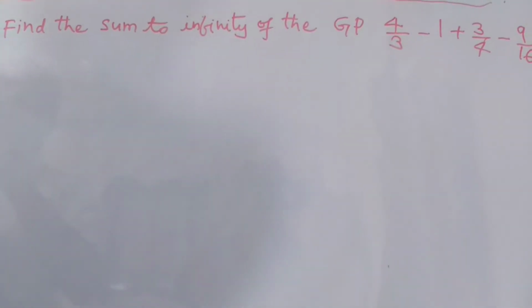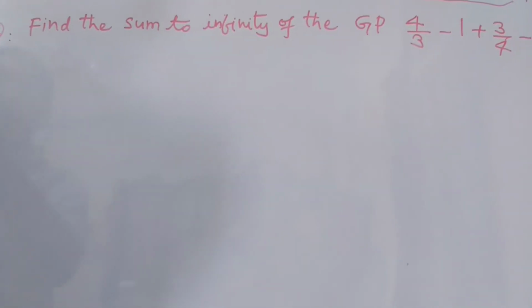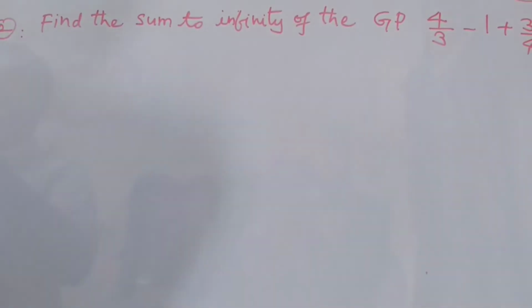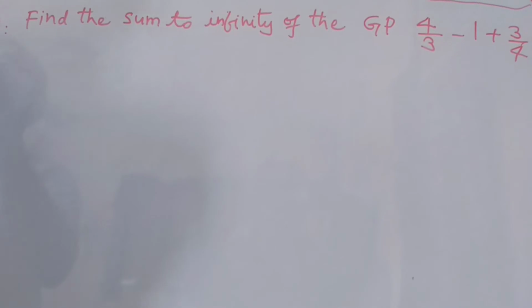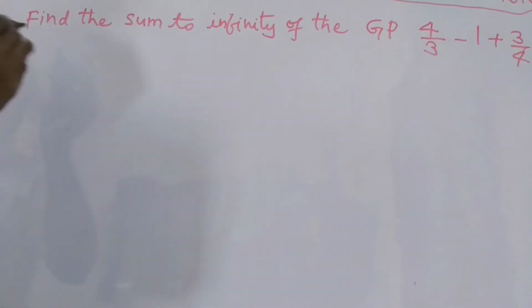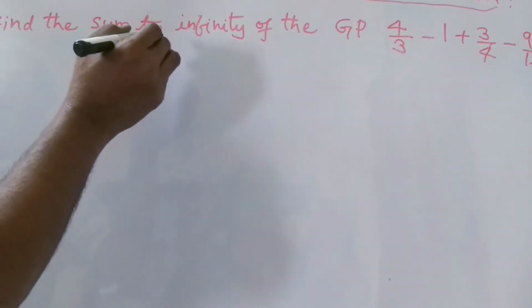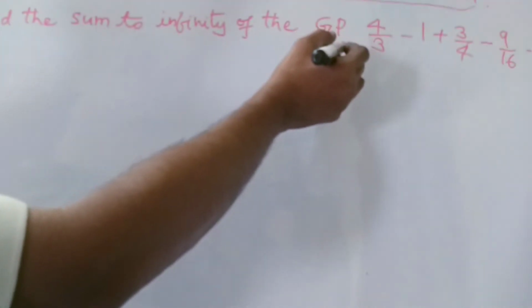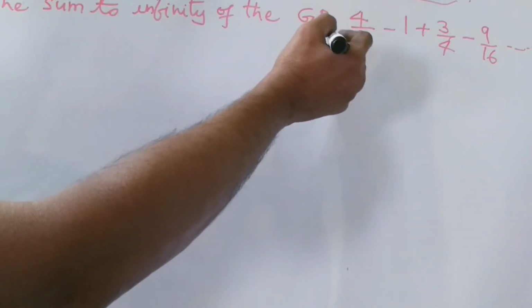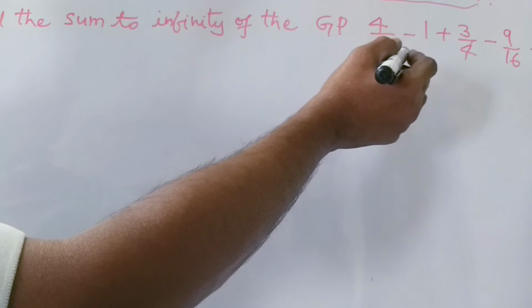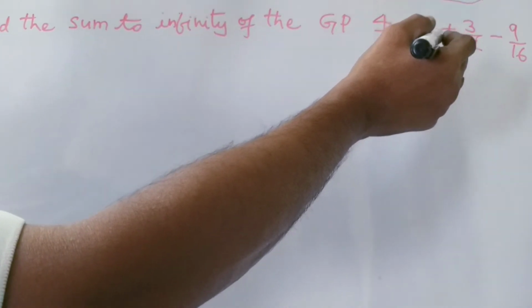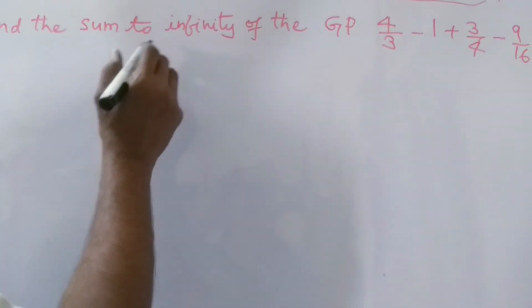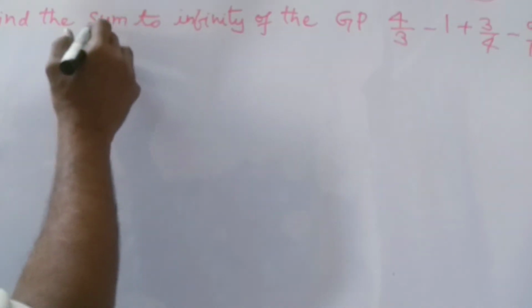Second problem is find the sum to infinity of the geometric progression 4 by 3 minus 1 plus 3 by 4 minus 9 by 16 and so on up to infinity terms. So, sum to infinity, that means here up to infinity terms. The solution as follows now.